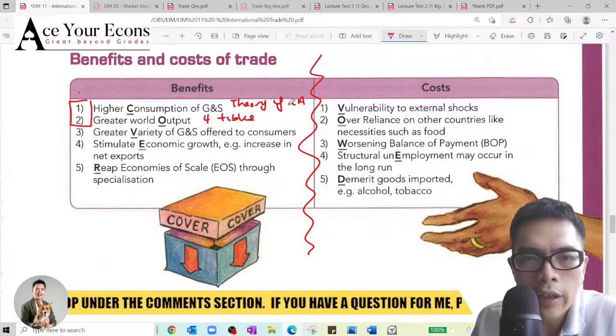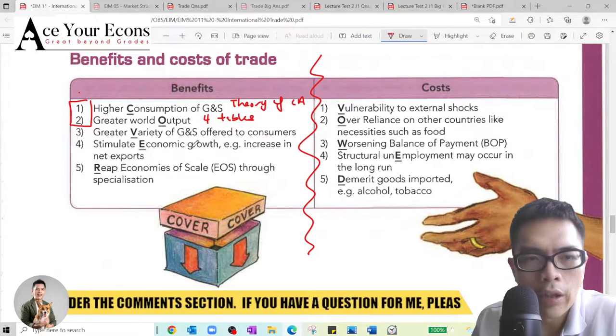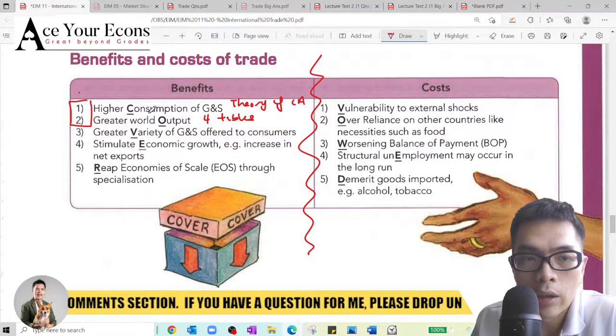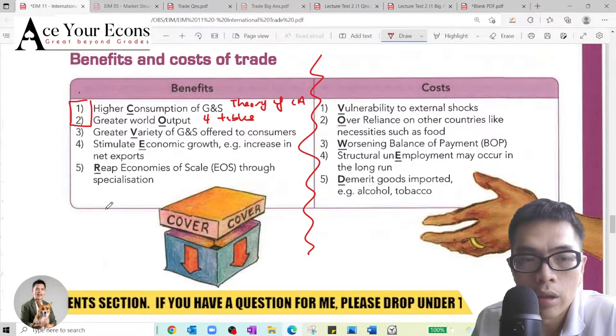So you can use what we have learned last week and the four tables approach to address higher consumption and total world output. These are two points that you want to use.